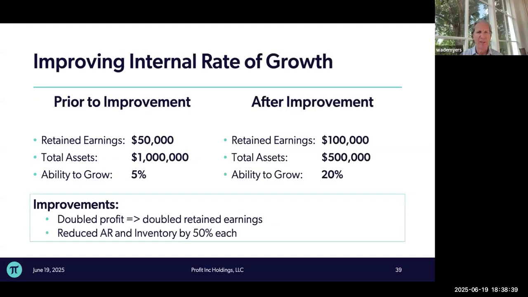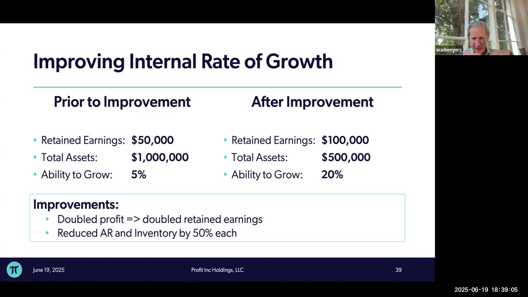You're going to run out of cash. How we look at this, if we double the earnings, and let's just say we double our retained earnings, so we just leave 100,000 in instead of 50,000, and we get really good at collecting AR and reducing inventory, getting rid of all the obsolete inventory, rationalizing inventory, consolidating product offerings, et cetera, then that's going to reduce our asset base from $1 million to 500,000.